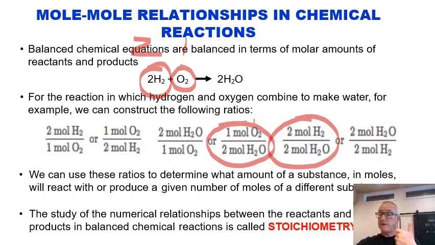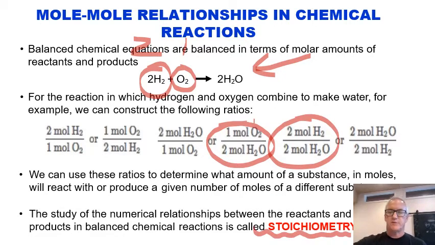So if we're given either the mass or the number of moles of our reactants, we can always figure out how much product we're going to get. And the opposite: if we're given the amount of product, we can always figure out what the mass and the number of moles of reactants are. And this is the very painful subject called stoichiometry. And oh boy, you're going to hate stoichiometry.